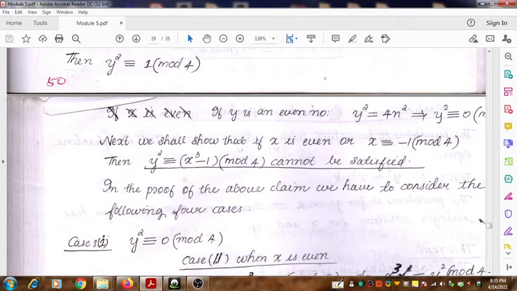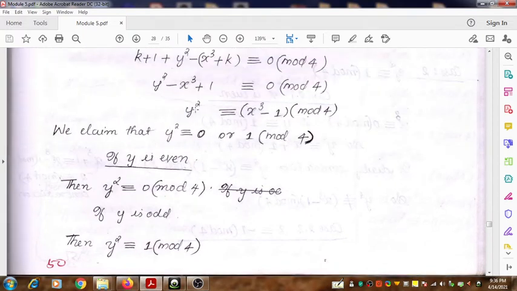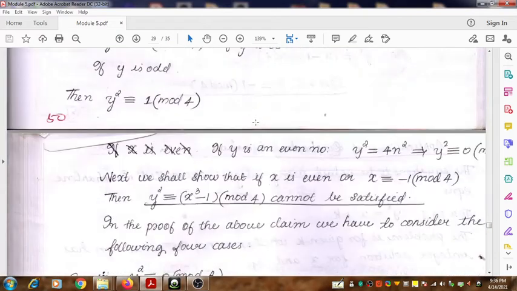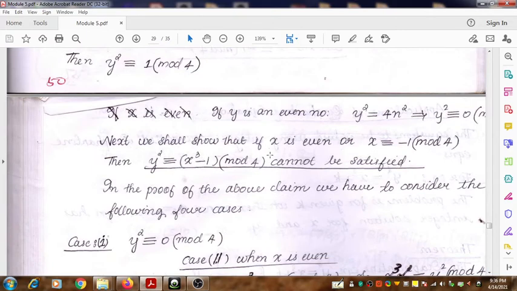And next we shall show that if x is even, or if x is congruent to minus 1 mod 4, then y square is congruent to x cube minus 1 mod 4 cannot be satisfied. That is the last final expression in the previous step. So y square congruent to x cube minus 1 mod 4 is not correct. You will not get that if any one of these situations occurs.